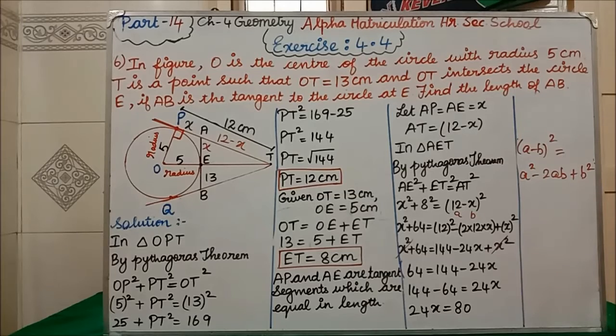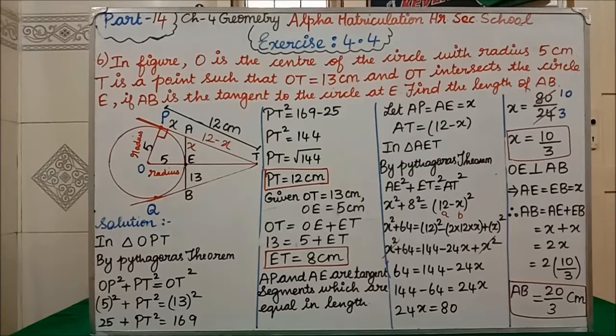Now which is equal to 24x. 144 minus 64, if you subtract, what are we getting? 80. Clear? Now next step, what will we do? x is equal to 80 divided by 24. 80 and 24 will go in the same table. What table? 8 table. In 8 table, 80 how many times? 10 times.